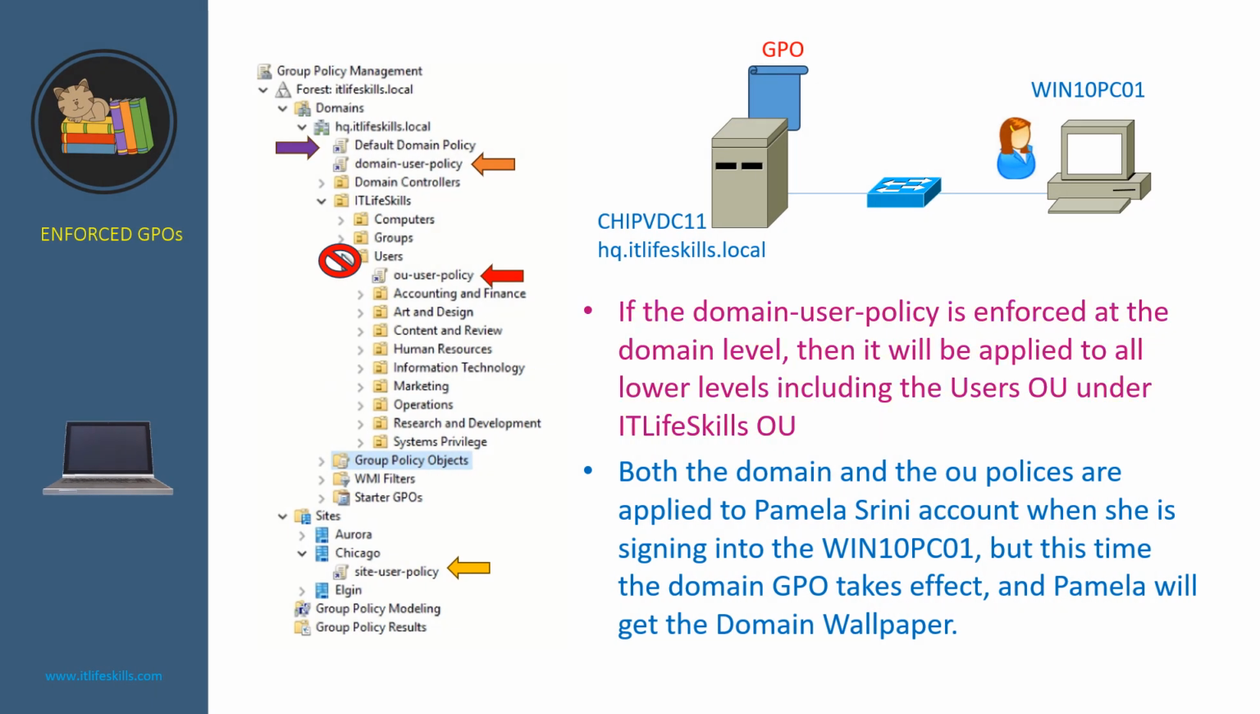If the domain user policy is enforced at the domain level like this, then it will be applied to all lower levels, including the users OU under the IT Life Skills OU. Both the domain and the OU policies are applied to Pamela Srini's account when she signs in to Win10 PC01, but this time the domain GPO takes effect and Pamela will get the domain wallpaper.